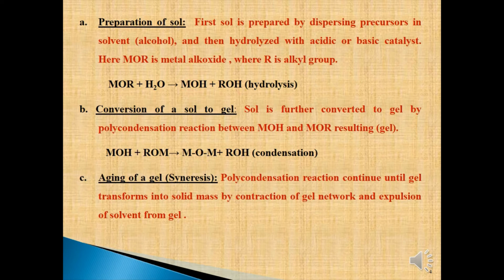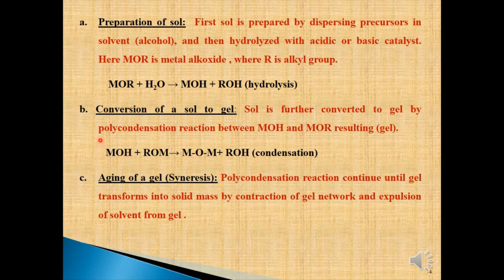Next, the sol produced is converted into a gel. The sol is further converted to a gel by a polycondensation reaction between MOH and MOR, resulting in gel formation. So MOH is made to react with ROM to produce MOM, where M is metal, giving a metal-oxygen-metal bond, and alcohol is also formed. This is the polycondensation reaction where the sol is converted into a gel.